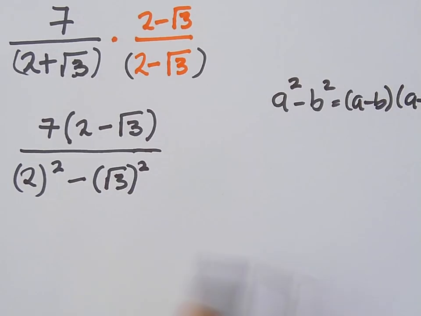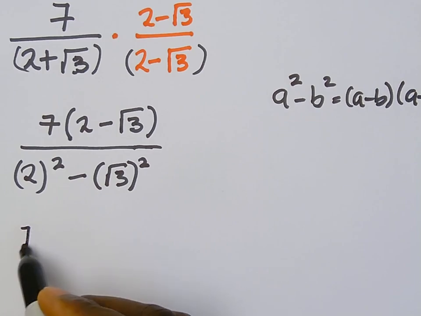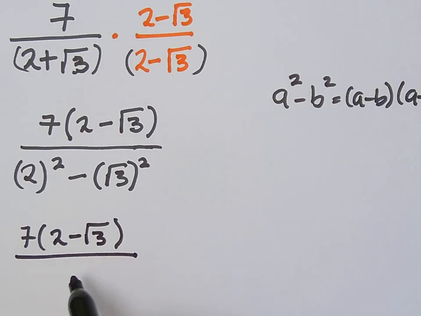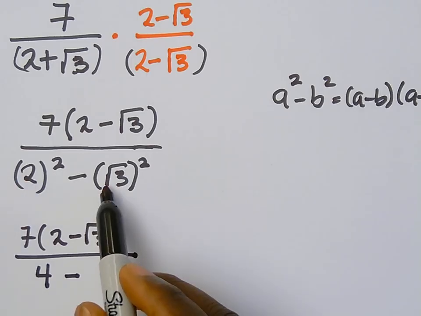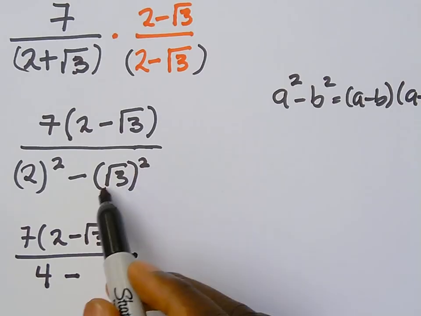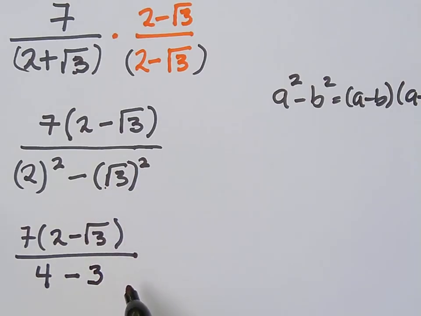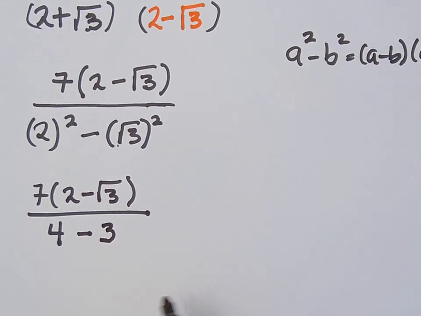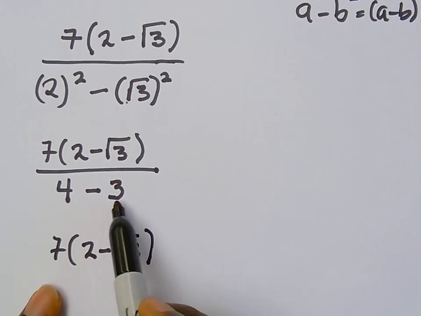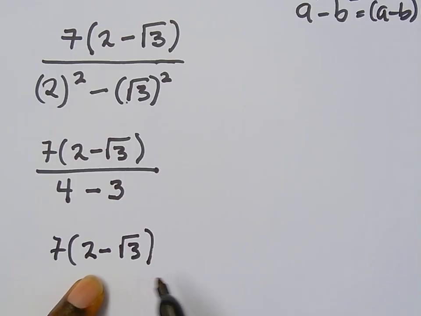Okay, so now the numerator stays the same. We have 7 times 2 minus radical 3, divided by 2 squared, which gets us 4, minus the square root of 3 raised to the power 2. The square and the square root cancel out, so we end up with just a 3. So now I can simplify it as 7 times 2 minus radical 3 here, divided by 1, because 4 minus 3 is 1. So that leaves us with this answer.